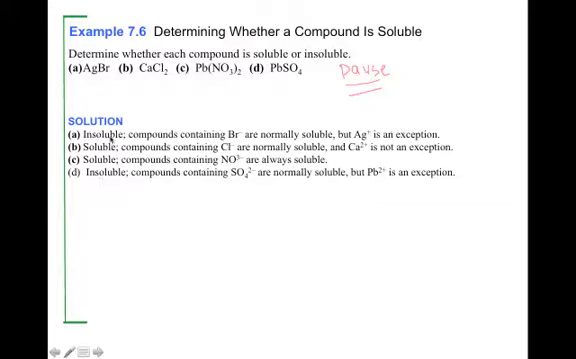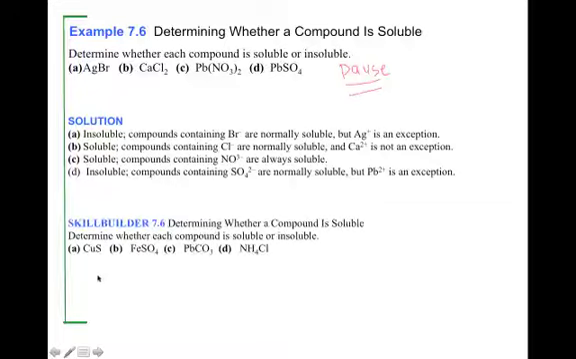Okay, so A, silver bromide, insoluble, contains bromide, but it has silver, so it's insoluble. B, calcium chloride, is soluble, contains chloride that are normally soluble, and calcium is not an exception. C, lead nitrate, contains nitrate, that's always soluble. D, lead sulfate, insoluble, contains sulfate, which is normally soluble, but lead is an exception.